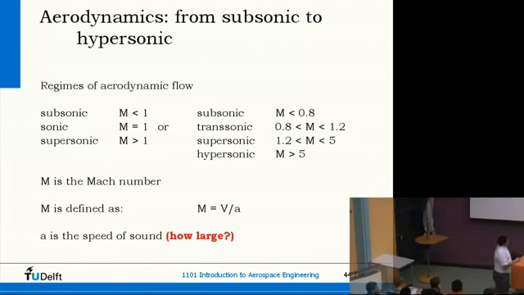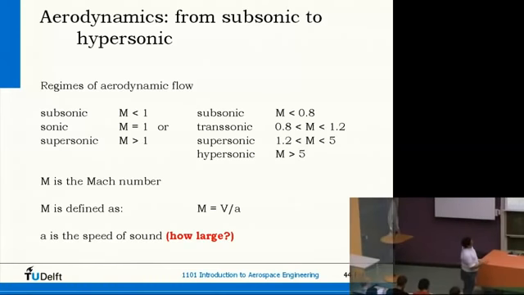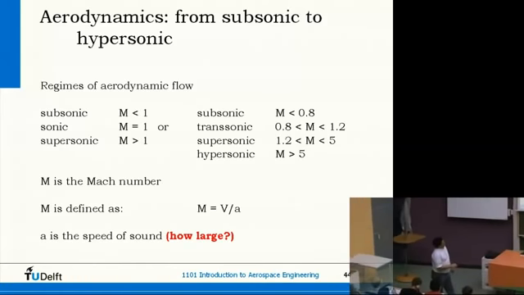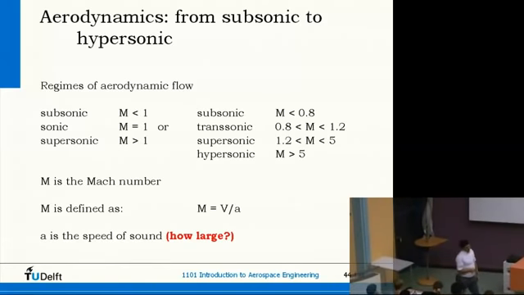Well, this is one very strict division. We often use also a division like this. You have subsonic below Mach number 0.8, 0.9, transonic in the regime of 0.8, 0.9 to 1.2, supersonic from 1.2 to 5, and hypersonic beyond that.